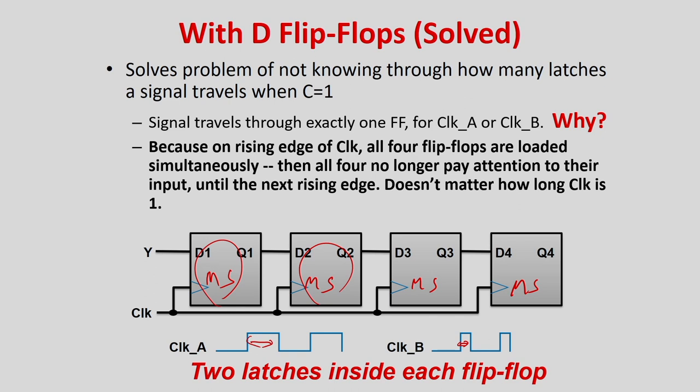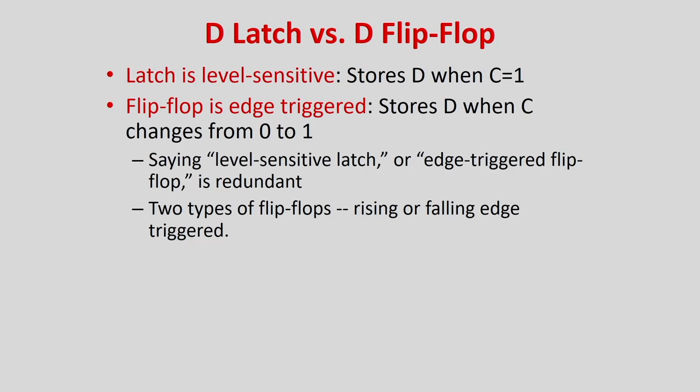So, that is the D flip flop. And clearly from this earlier context, what is the difference between D latch and D flip flop? A D latch means the latch is level sensitive. It stores the input bit D when C is equal to 1.